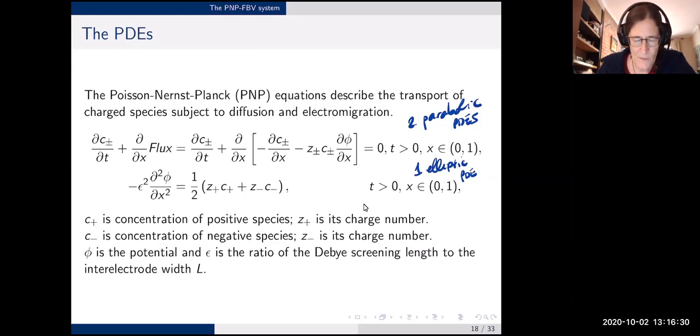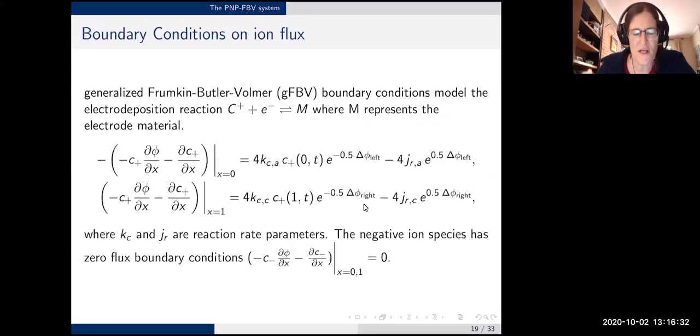And because he's an engineer, he was interested in battery modeling, and there were chemical reactions happening on the boundaries. And so the flux of the positive chemical species has to do with the positive chemical species being created or destroyed at the boundary. So there are boundary conditions, nasty, nonlinear boundary conditions.